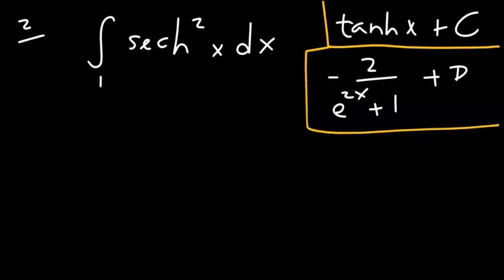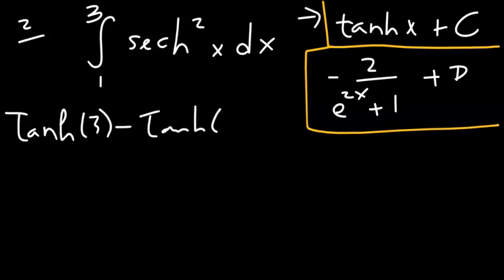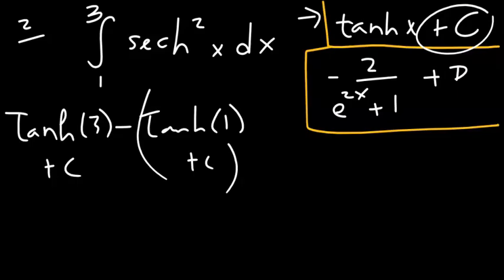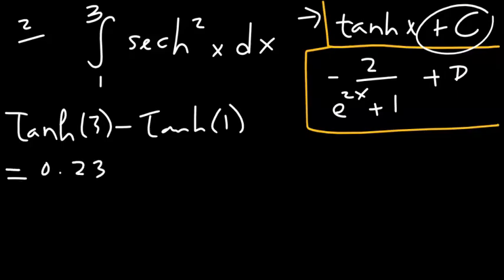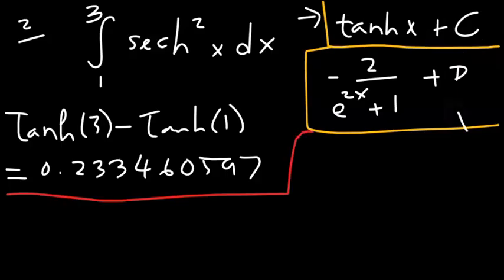Now let's put in limits. The lower limit, let's say 1, the upper limit is 3. And let's evaluate this integral using both the solutions. So let's use the first solution. It is hyperbolic tangent of 3 minus hyperbolic tangent of 1, and the c will just cancel, so the arbitrariness is removed. And you'll get an answer of 0.233460597, for example.